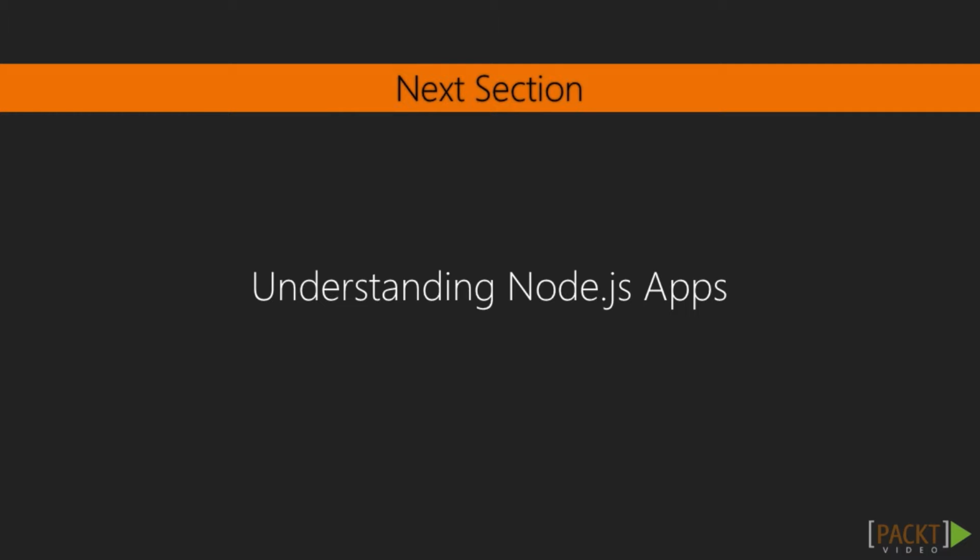In the next section, we will learn about parts that make up the Node.js application. We will learn the CommonJS concepts, how to use NPM, what is an event loop, what is an event emitter, and how to work with streams and files.